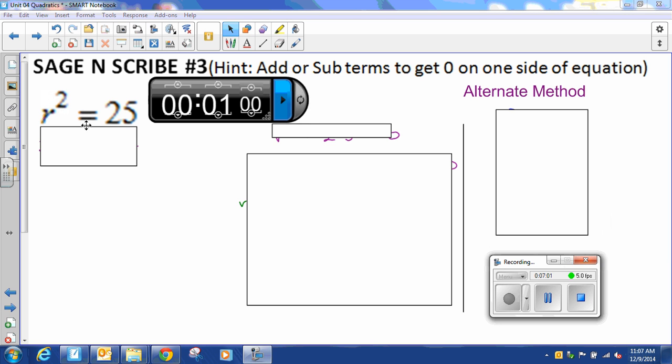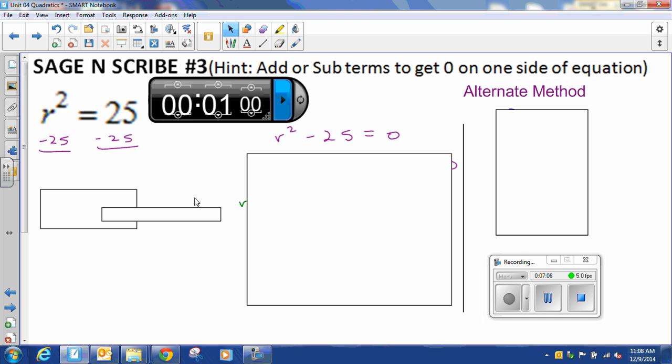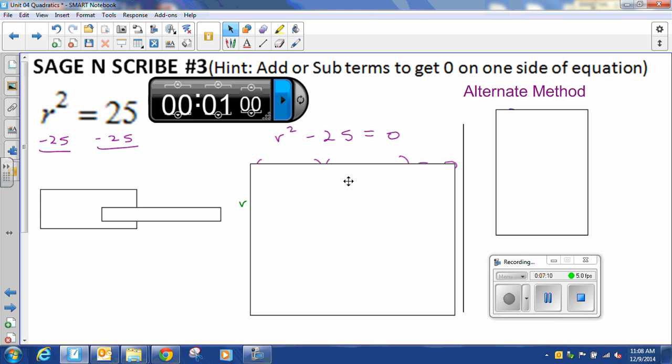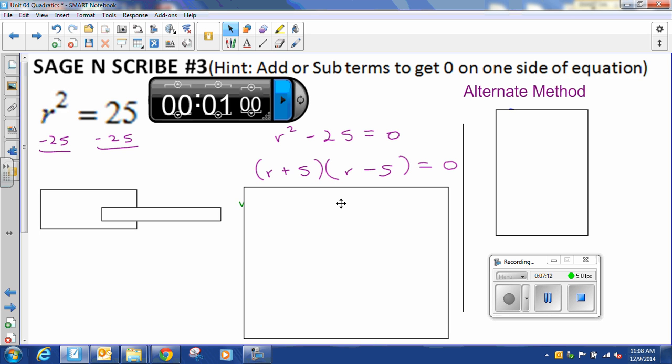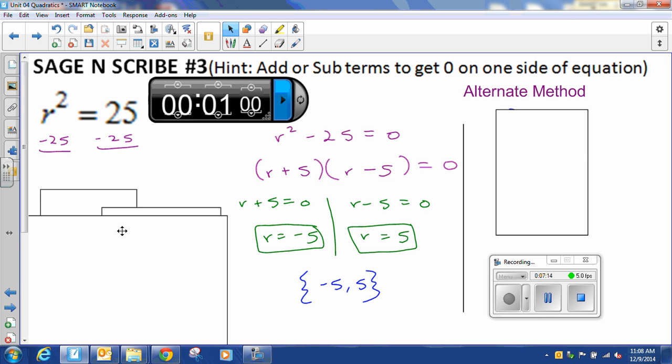Here's r squared equals 25. We subtract 25 from both sides, giving us 0 on one side. And this is classic difference of perfect squares. So we have r plus 5, r minus 5. -5, 5 is our solution set.